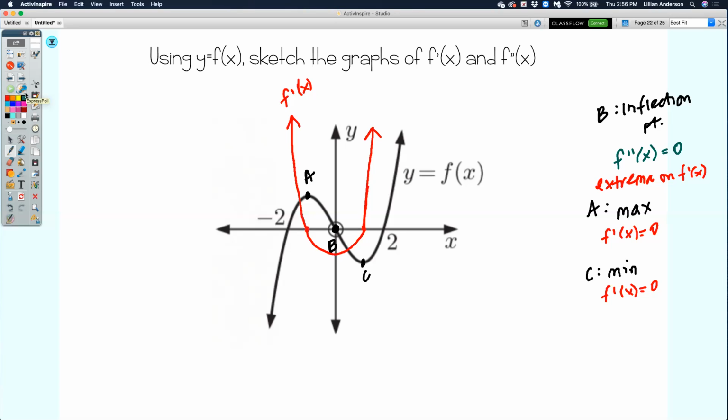So on our second derivative, remember, wherever there's an inflection point, there's an x-intercept on our second derivative. So at 0, 0, we're going to have an x-intercept, and it is concave down from negative infinity to that point B. So that means we need to be below the x-axis. And then since it's concave up from B until infinity, we need to be above the x-axis. So then this will be the graph of our second derivative.